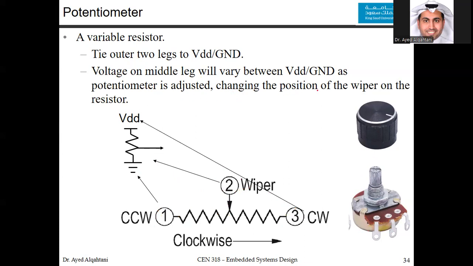Now you change the position of the wiper on the resistor here, and based on that, you can increase or decrease this resistance. Since you're changing the resistance, you know Ohm's law, which is the voltage is equal to the IR. If the voltage is fixed, and you are changing the resistance, then the current will change based on that.